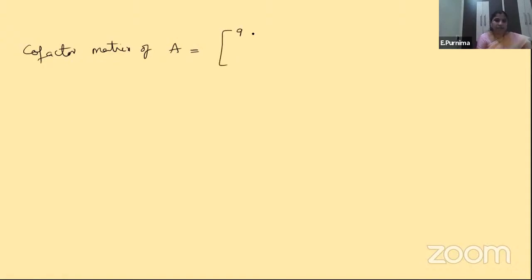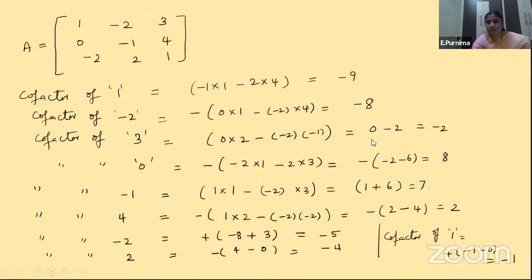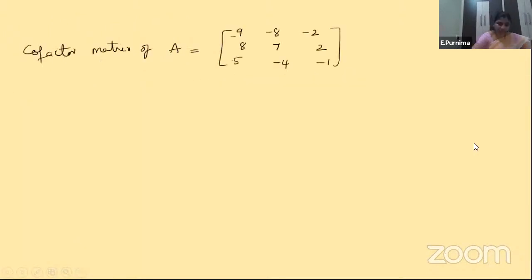9, minus 9, minus 8 we got, and the next one, minus 2. Okay, and the next is 8, 7, and 2. And then 5, minus 4, minus 1. Okay, let us check once. 9, minus 9, minus 8, minus 2, 8, 7, 2, minus 5, minus 4, minus 1. It is minus 5. Okay.